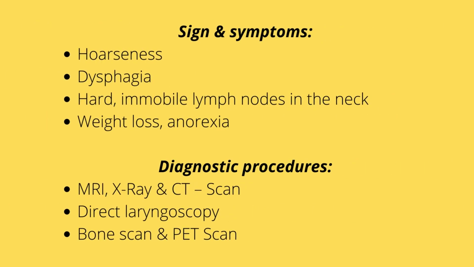Signs and symptoms include weight loss, anorexia, unexplained weight loss, right? Hard, immobile lymph nodes at the neck. The patient could have dysphagia, dyspnea, coughing, persistent sore throat, as well as hoarseness extended longer than 2 weeks. How do you diagnose this? We can do MRI, X-ray, as well as CT scan. We can do a direct laryngoscopy with a biopsy, right, to get that sample so we can diagnose if this patient is positive for laryngeal cancer.